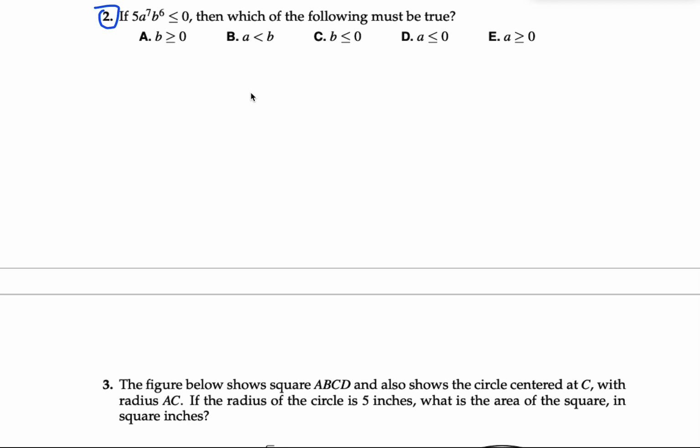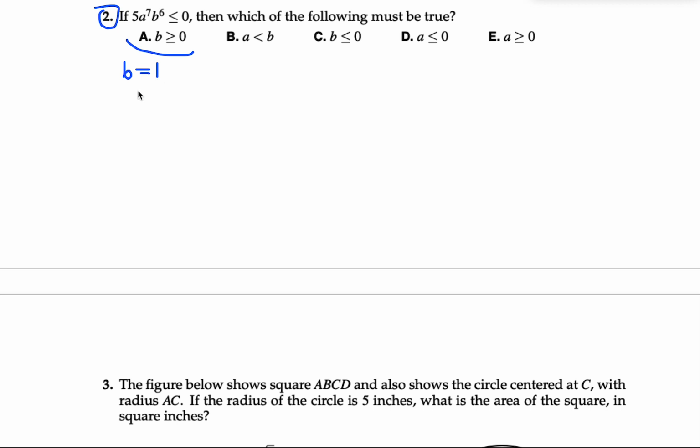So let's start off with option A. Option A says b is greater than or equal to 0. Since b is greater than or equal to 0, let's make the problem easier on ourselves and pick the lowest number that we know is greater than 0. So let's just start with 1. Let's assume that b is equal to 1, and plug in 1 for b and see what we get.